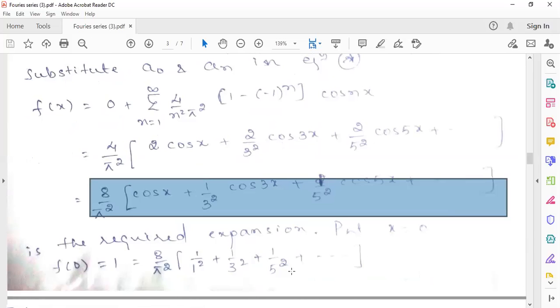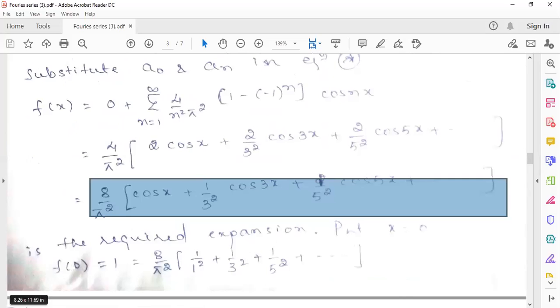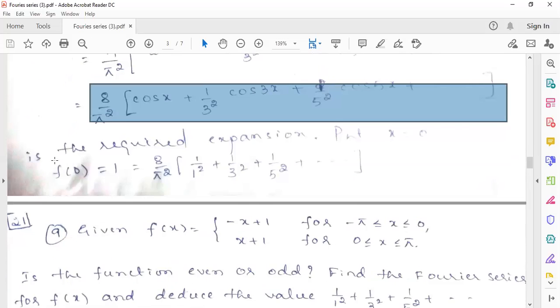Now if you put x equals 0, because we have to show that pi square by 8 equals 1 by 1 square plus 1 by 3 square plus 1 by 5 square, just you have to find out that value, f of 0. F of 0, this thing we know how to find out. Just you have to take 1 by 2 times of f of 0 minus 0 plus f of 0 plus 0.